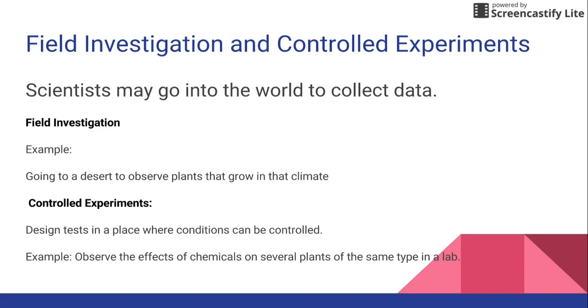Or, in a controlled experiment, they might design tests in a place where conditions are controlled. An example of this is observing the effects of chemicals on several plants of the same type in a lab.